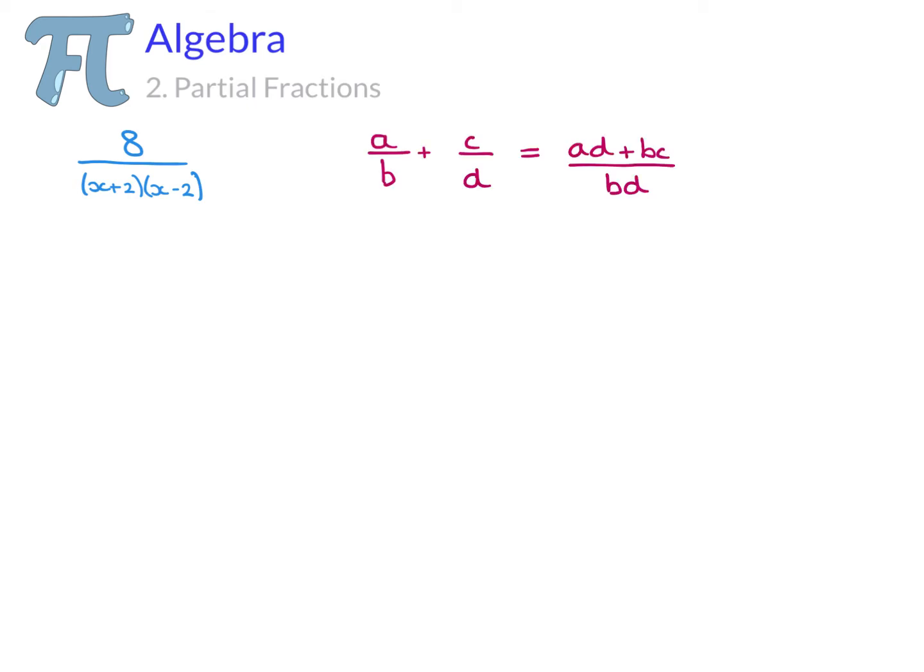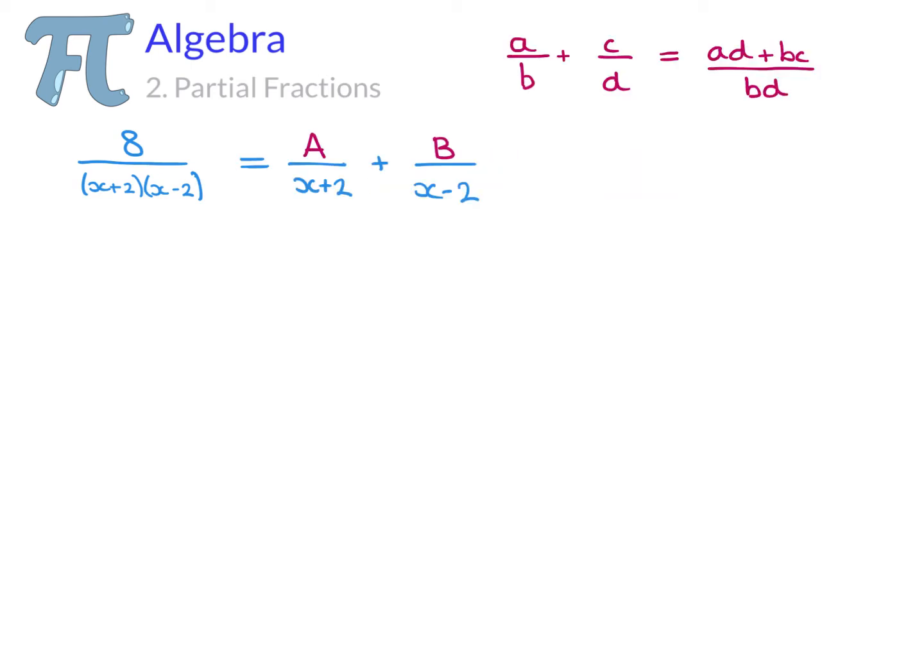We know that when we do addition of fractions with different denominators, we find a common denominator by multiplying the two together. This means that when a denominator is a product of factors, we can split it up into a sum. We want to write this as something over x plus 2 plus something over x minus 2, and our job is to find out what these somethings are. We call them a and b.